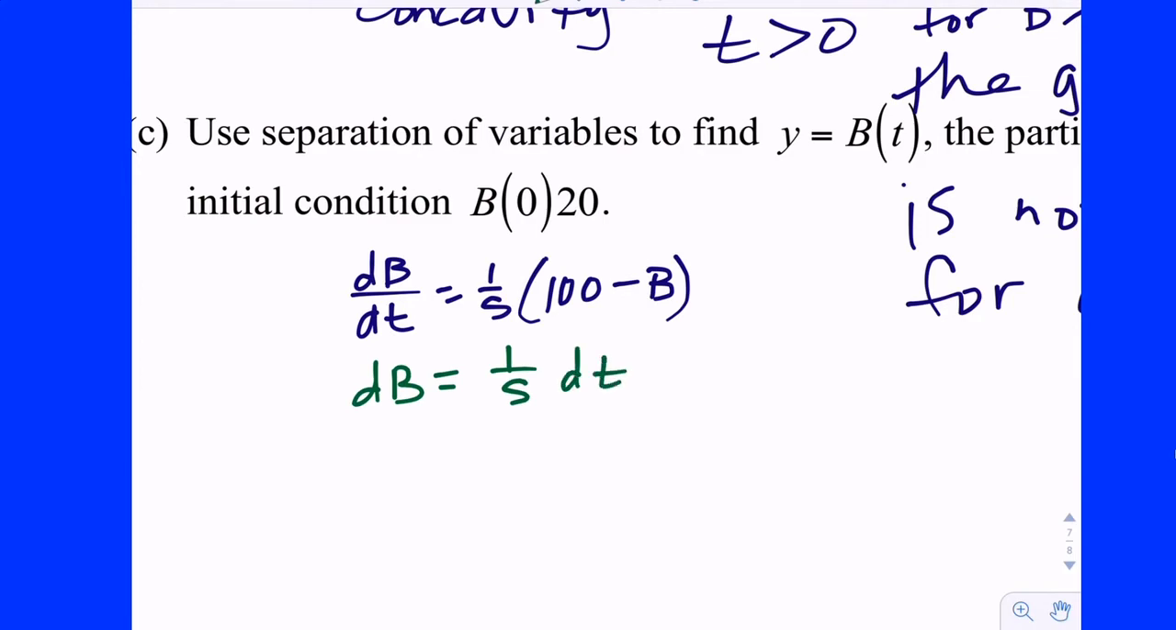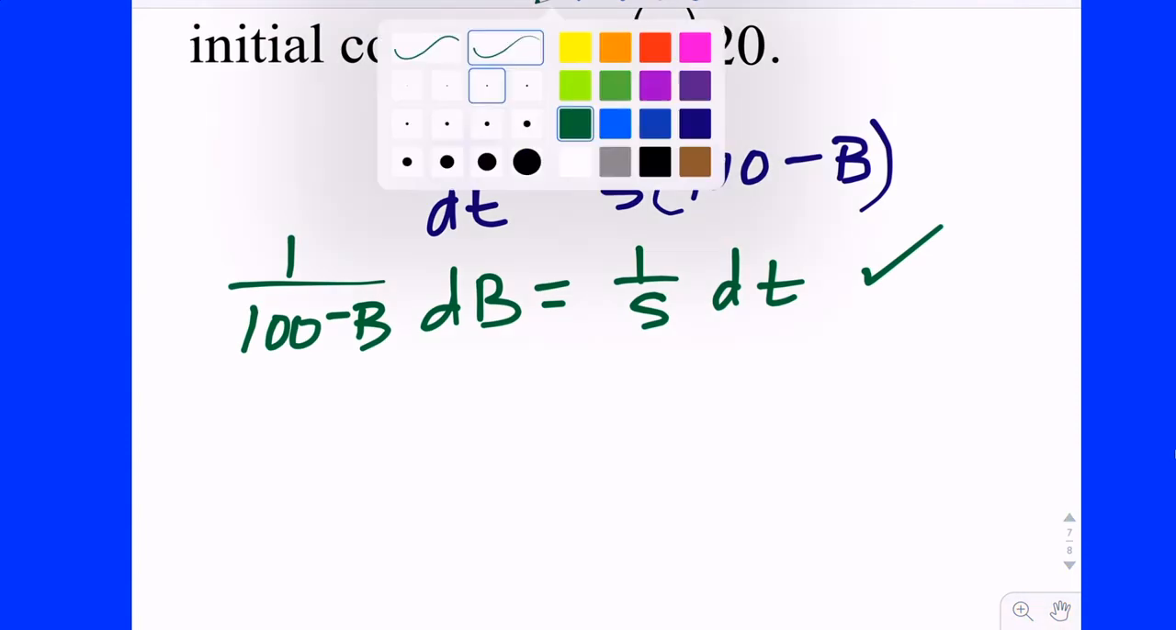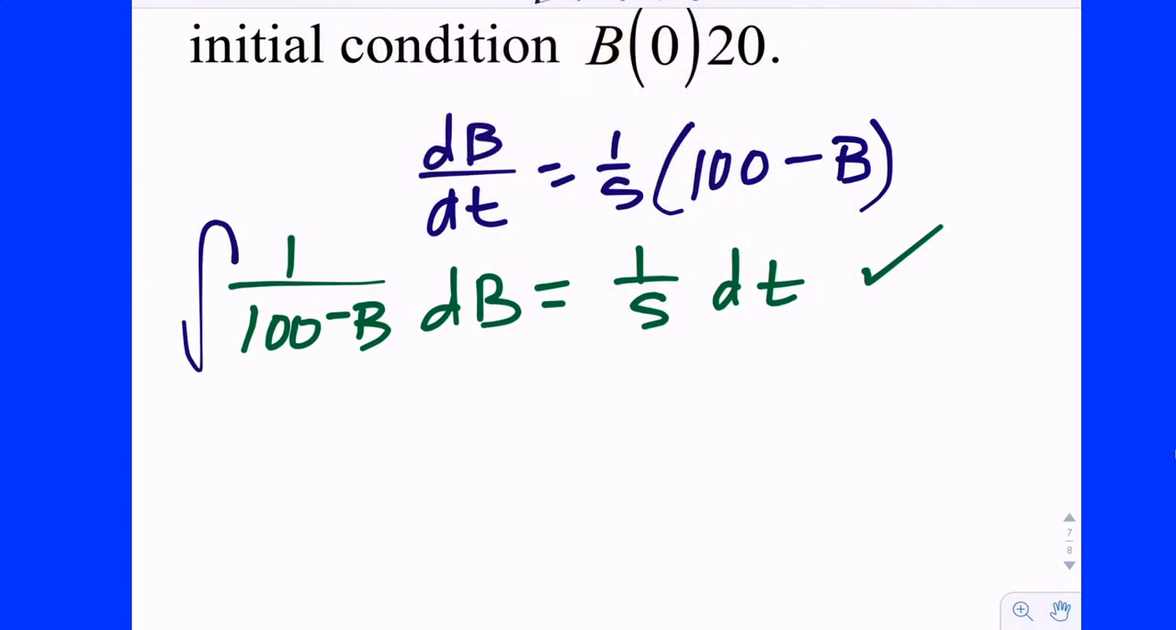No, I'm going to have to divide through by 100 minus b. Is that enough to do it? I divided both sides by 100 minus b, so I got 1 over that over here, db, and I multiplied both sides by dt, so I left the 1/5 over there. I guess you could bring the 5 over there if you want, but I'm not. Does that do it? That's probably going to be worth a check, I'm guessing. Now we do what to both sides? Integrate, integrate. What's the inside function on the left with respect to b?